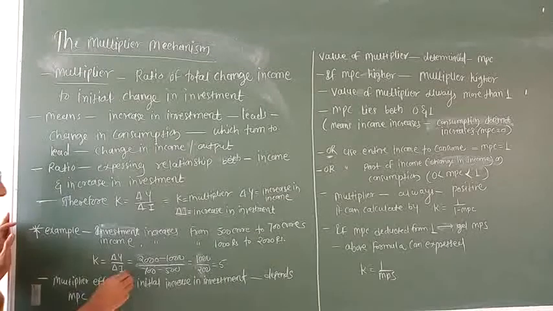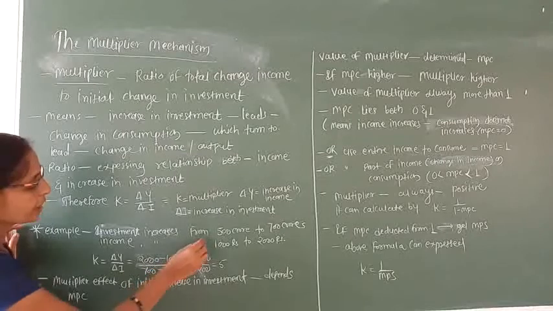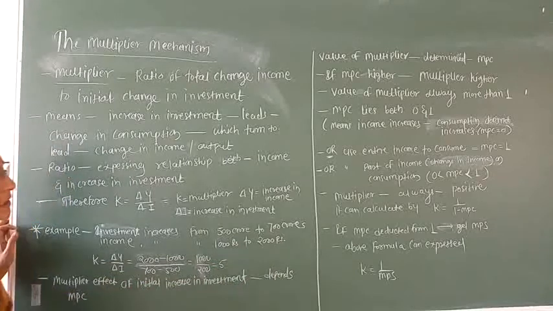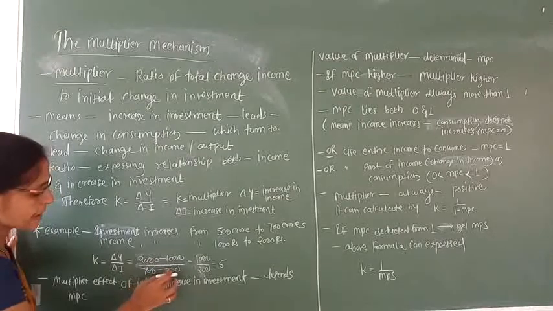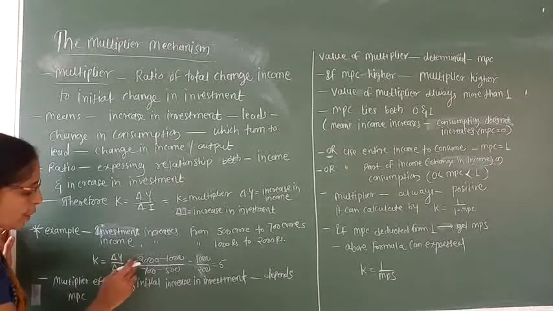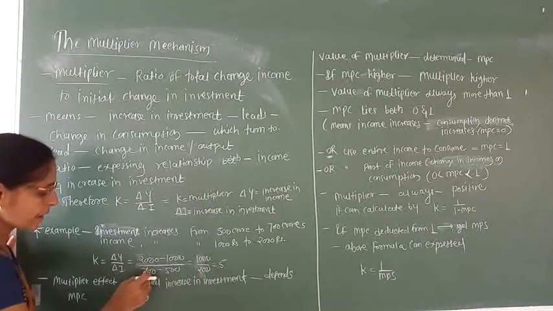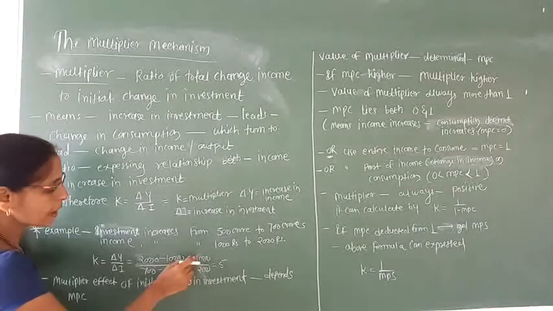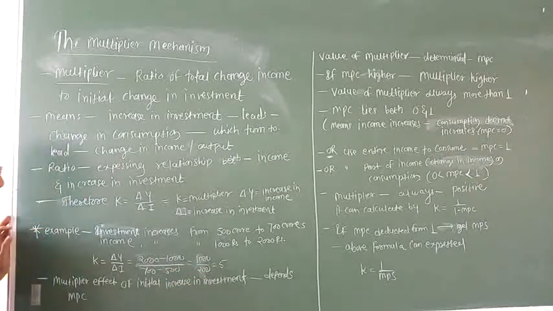Likewise, for the increase in investment, the initial investment is 500 crore and the increased investment is 700 crore, so 700 minus 500. So 2000 minus 1000, which is 1000, divided by 700 minus 500, which is 200. So 1000 divided by 200 is equal to 5. So the multiplier is 5.